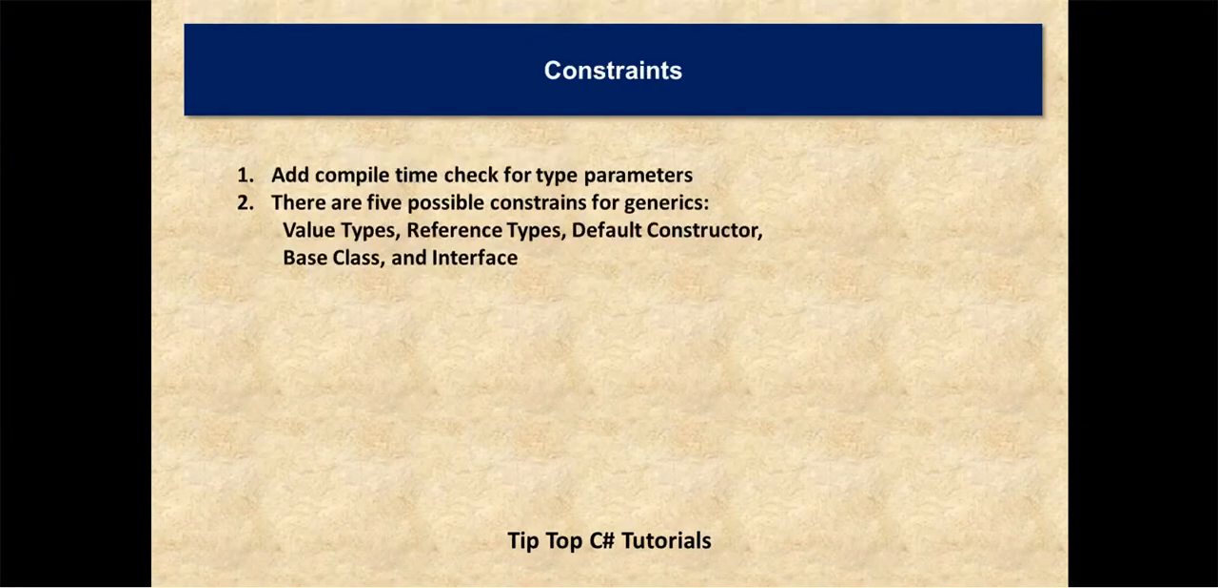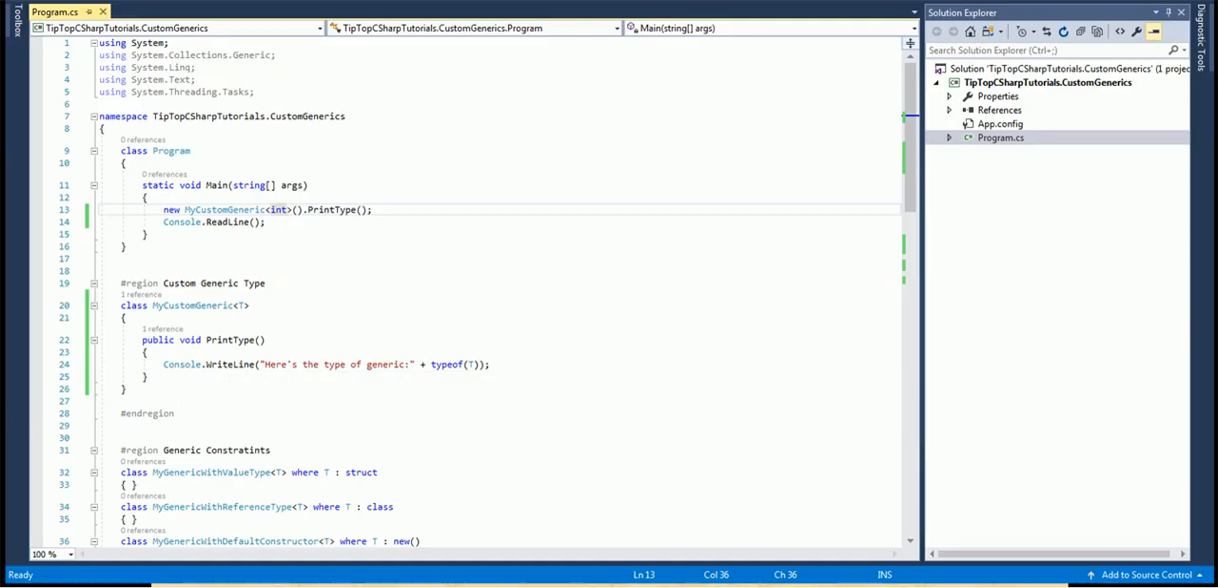Let's move on to the next section in this video, that is constraints. If you want to add a compile time check or a validation of the type parameters, we need to have a certain mechanism to do that. If you see here, my custom generic of type T could be any type. This T can be any type in .NET. But as you know, we cannot use any type anywhere. There could be scenarios where certain types are not suiting your requirements. When you define your design, all the types may not be suitable for that particular problem solution.